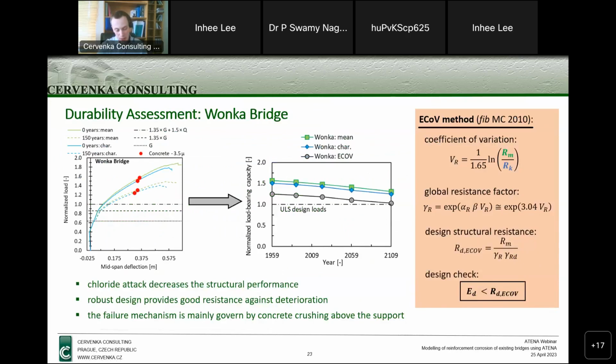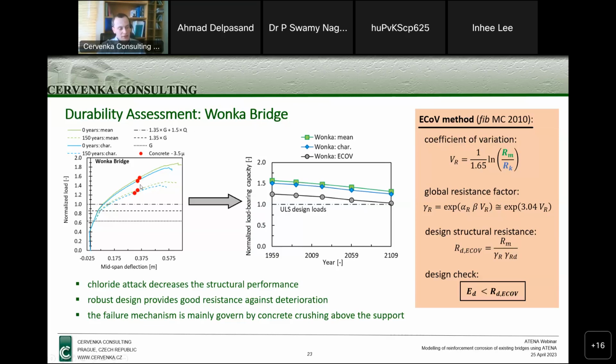When we say that the load bearing capacity of the bridge corresponds to the state when the concrete starts to crush, which according to the European standard Eurocode is exactly 0.35% of compressive strain. We can say that at this moment we have the maximum load bearing capacity.